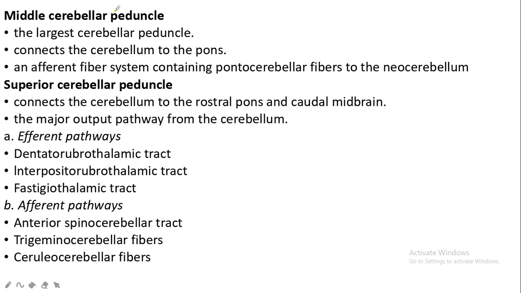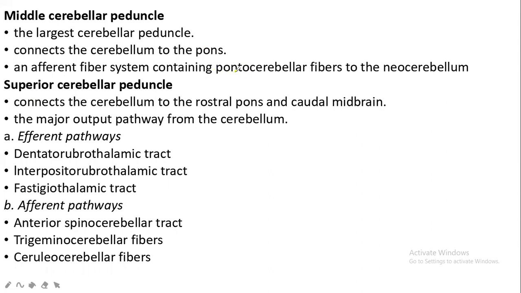Then we go on to the middle cerebellar peduncle, which is the largest of them all. This connects the cerebellum to the pons and contains only fibers entering the cerebellum, which is an afferent fiber system, from the contralateral pontine nuclei. And this is now working with the neocerebellum. So these fibers actually come from the cerebral cortex as the corticopontine fibers.